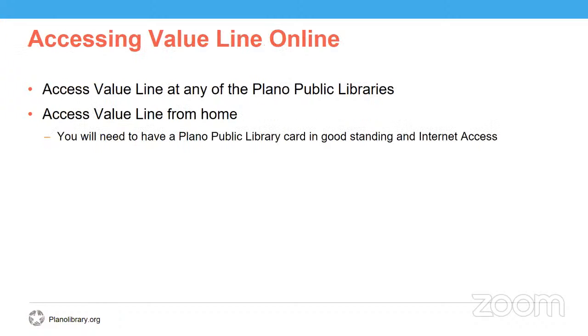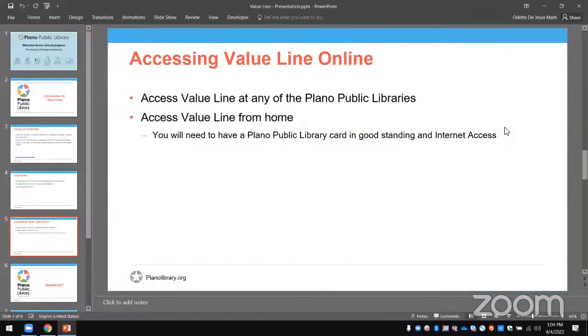So you can access Valley Line from home or at any of the Plano Public Library locations. You must have a Plano library card in good standing and internet access. If you don't have a library card, please visit any of our libraries or view the information online to review requirements and apply for a card. So now we are going to get into Valley Line.